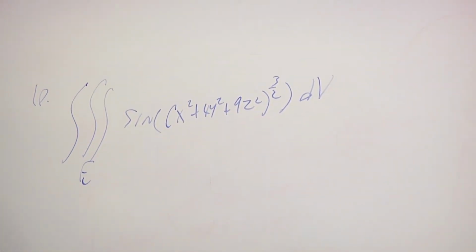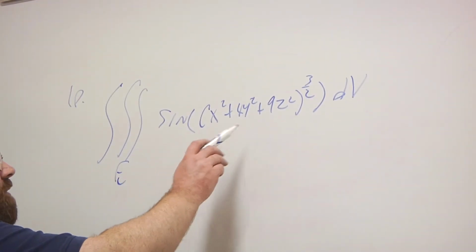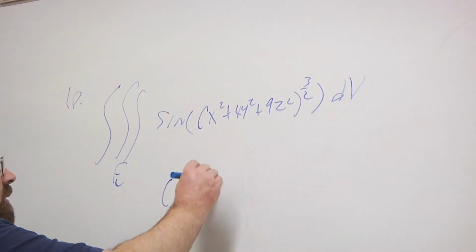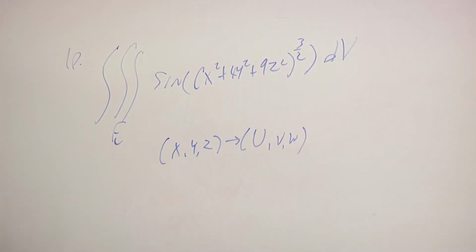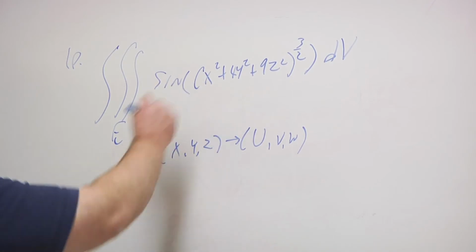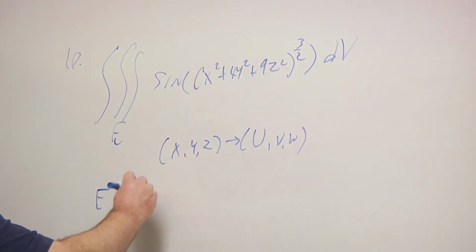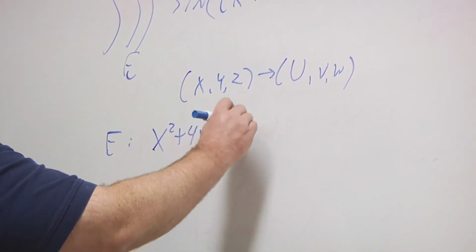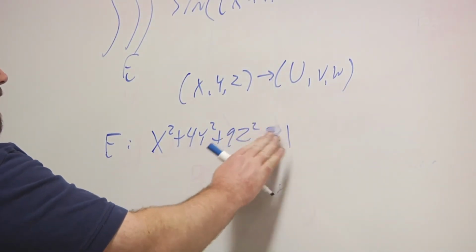So the idea is you want to change variable x, y, z mapping to u, v, w. That makes it nicer because E involves the same expression. It's the ellipsoid bounded by x squared plus 4y squared plus 9z squared, so it's less than or equal to 1. So that defines the entire region.